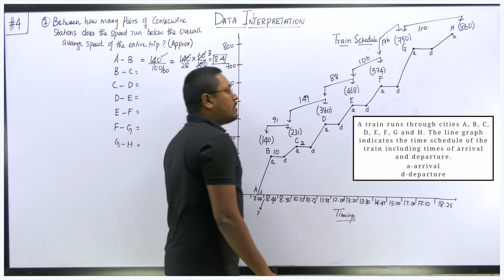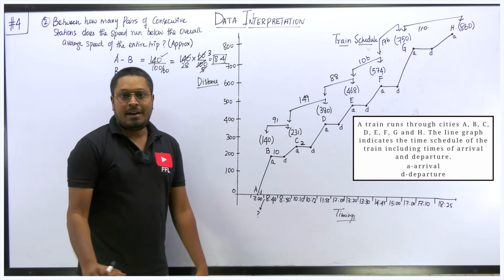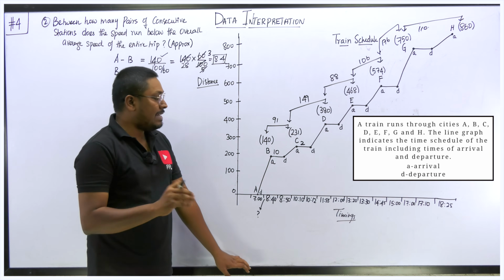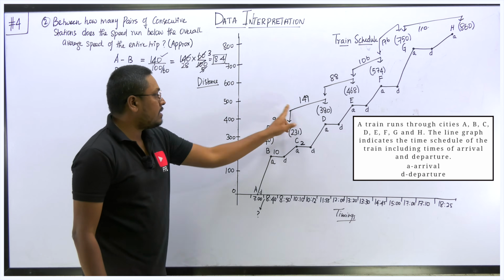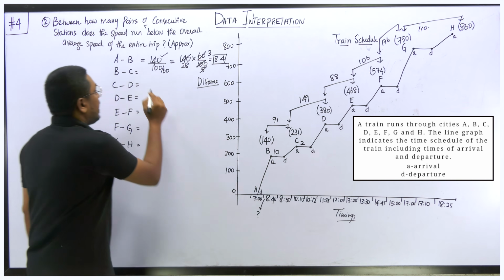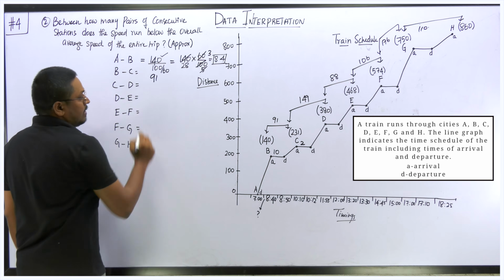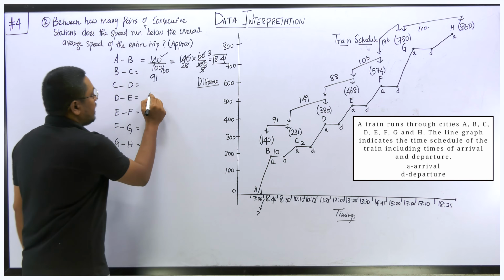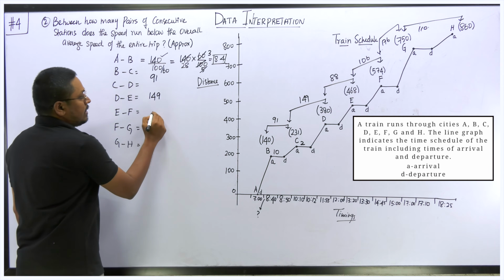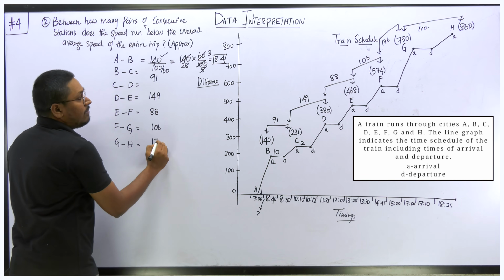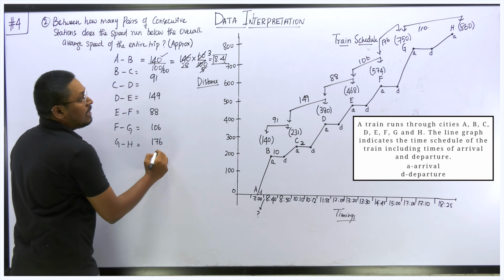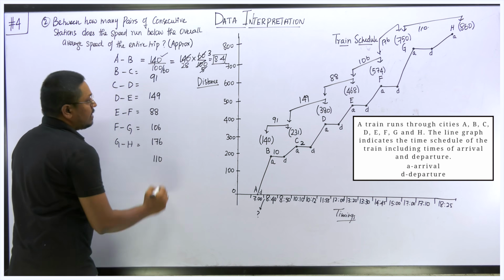So friends, understood or not? So these are the distances, right? Initially I calculated for each city. Between B and C, the total distance is how much? 91 kilometers, right? So 91 kilometers will be the distance. What about the second one? 149. Third will be 88, fourth will be 106, fifth will be 176, and then 110. So friends, understood or not, right?